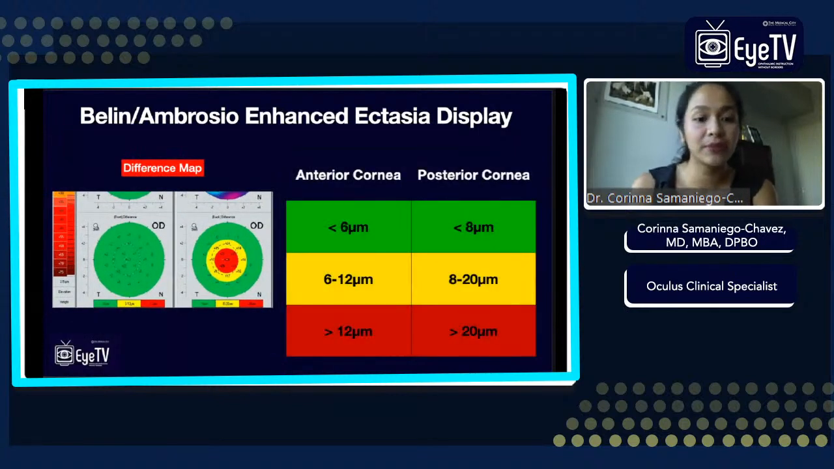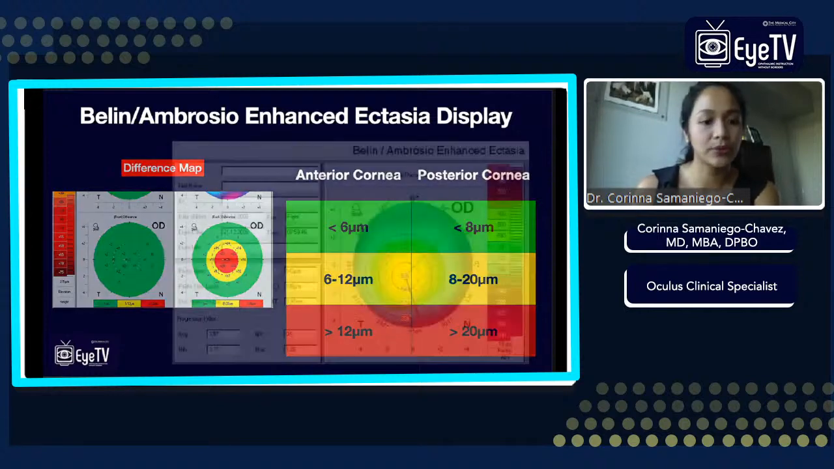The green on the difference map represents a change in elevation of less than 6 micrometers on the front and 8 micrometers on the back surfaces of the cornea, and this is the range typically seen in normal eyes. The yellow areas represent a change between 6 to 12 micrometers on the anterior cornea and 8 to 20 micrometers for the posterior cornea, and these eyes fall in the suspicious or suspect zone. The red represents areas where the elevation difference between the 2 maps is more than 12 micrometers anteriorly and more than 20 micrometers posteriorly, and this is typically seen in eyes with known keratoconus.